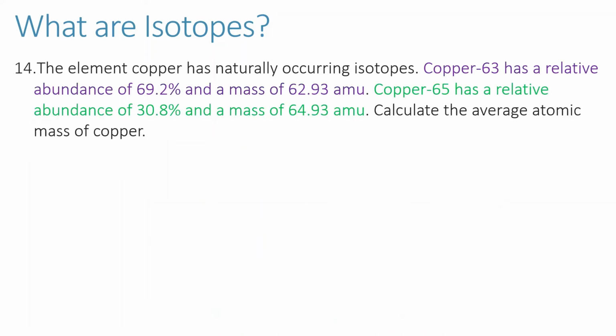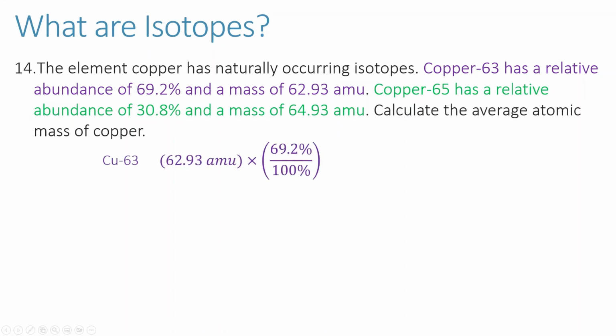So the element copper has naturally occurring isotopes. Copper 63 has an abundance of 69.2% and a mass of 62.93 AMU. Copper 65 has a relative abundance of 30.8% and a mass of 64.93 AMU. So we want to calculate the average atomic mass of copper. So we have 2 isotopes here. What I want to do is figure out what is 69.2% of 62.93 and what is 30.8% of 64.93.